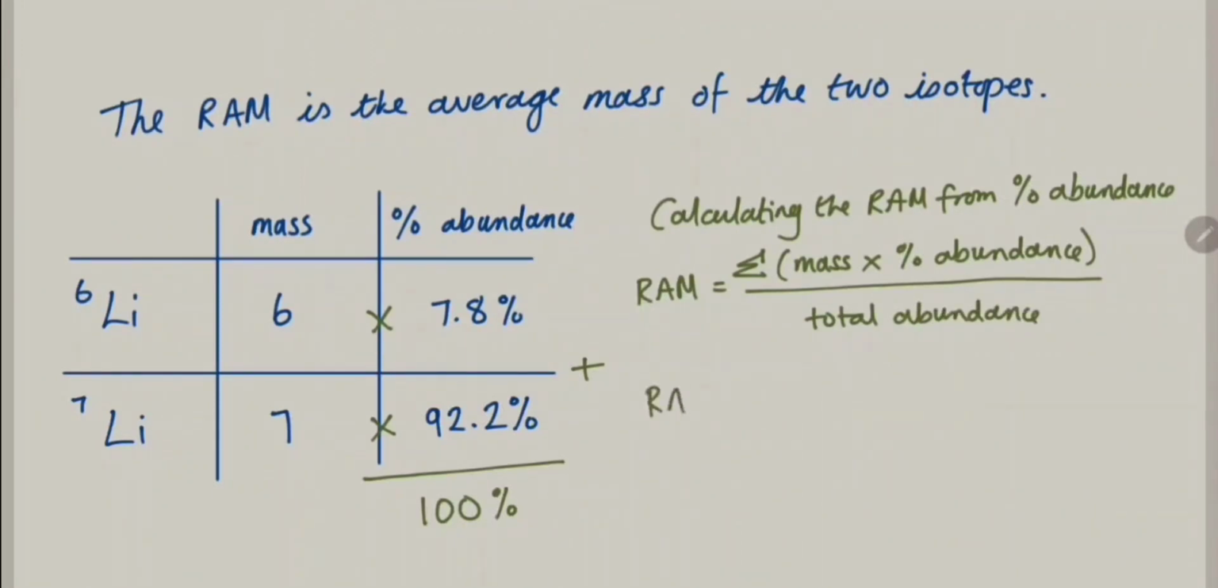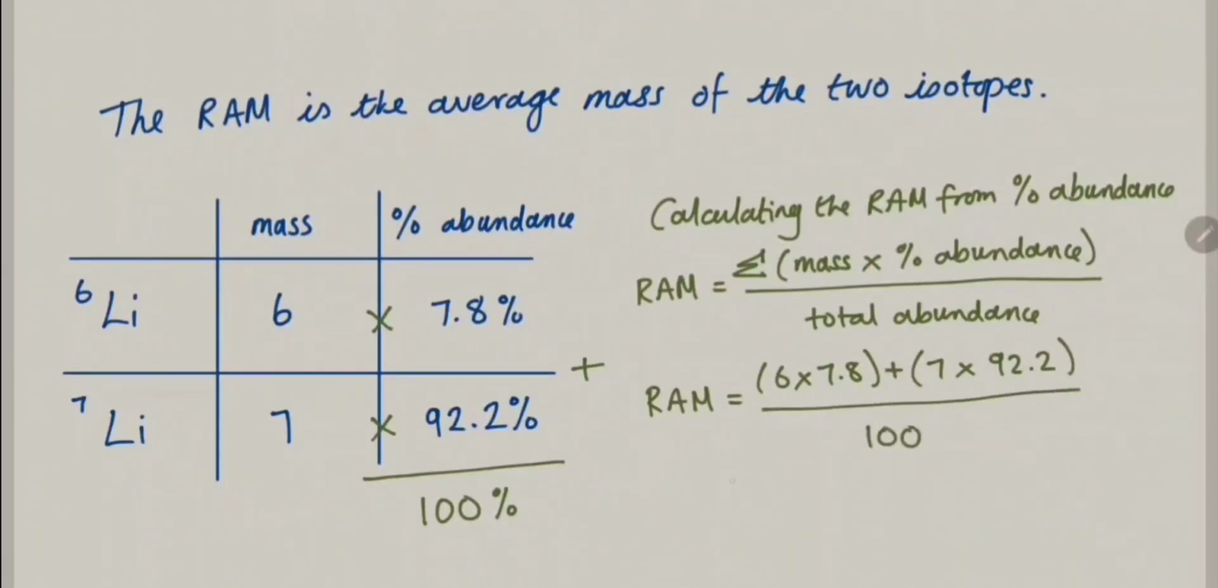Now, in this case, it's going to be 6 times 7.8, add 7 times 92.2, divided by 100. And so the relative atomic mass is going to be 6.9 atomic mass units. That is the relative atomic mass of lithium.